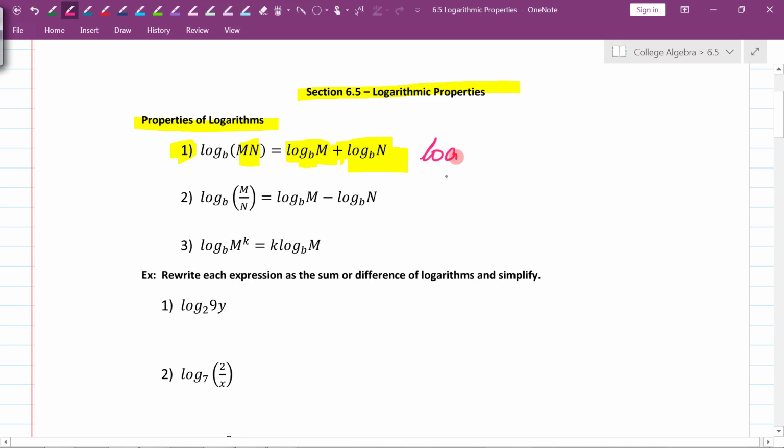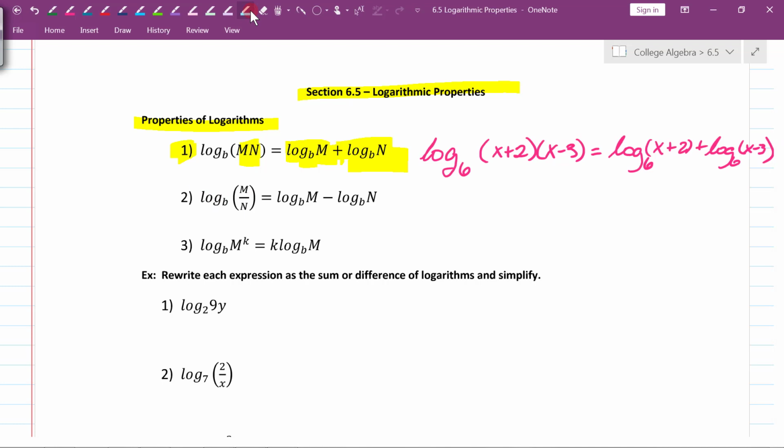So that would be something like this. If I had log base 6, whatever b is, we'll let it be equal to 6, of (x plus 2) times (x minus 3). Those are two factors, right? So I could write that as log base 6 of (x plus 2) plus log base 6 of (x minus 3). And I ran out of room. Hopefully that'll be on the video.